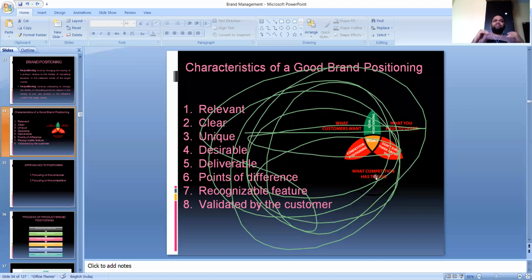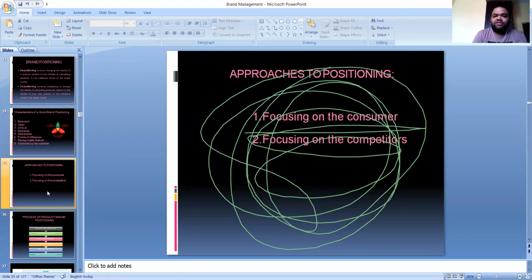If you see, there may be 10 positioning approaches, 10 strategies, 9 strategies, 7 strategies. No need to confuse with all that; we have just two approaches. This figure representation shows that if you keep the customer's mind and the competitors in view, then we'll have the ideal positioning as well as the competitive positioning, by which the marketers can survive. So we are focusing on two: the consumer and the competitors. What do you mean by focusing on the consumer and focusing on the competitors?